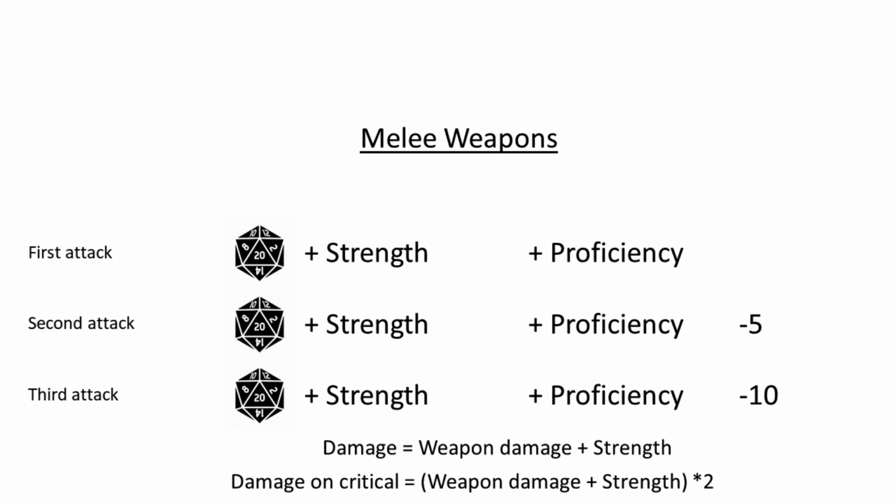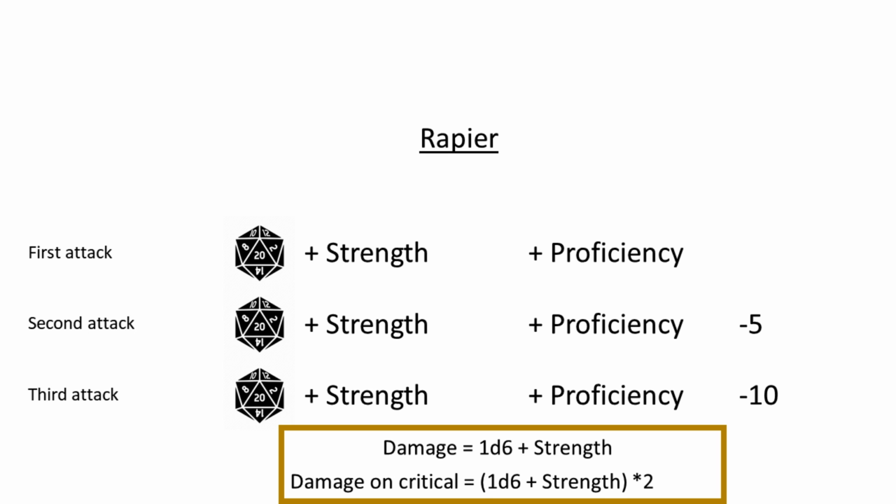Let's see what things would look like if we use a rapier. We know that a rapier does 1d6, so damage will be 1d6 plus strength, and damage on critical will be times 2. But remember, the rapier has the deadly d8 trait, which means on a critical, you'll add an extra d8. A rapier is also a finesse weapon. That means we can use dexterity for our attack modifier.